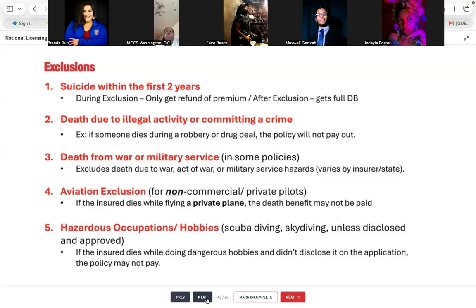A death due to illegal activity, okay, or you committing a crime. If you pass away while you're committing a crime, your beneficiaries will not receive a payout. Okay, that's messed up because you won't even know, and you're over here thinking, "Oh, my policy's good. They're going to get paid out." No, they will not get paid out. You will get a refund even if you've passed away.